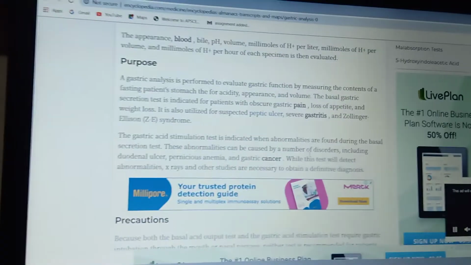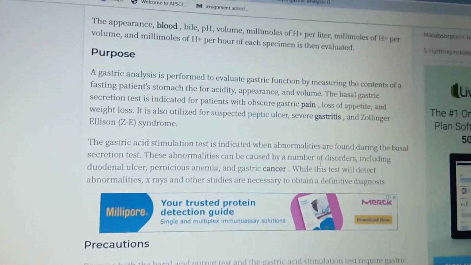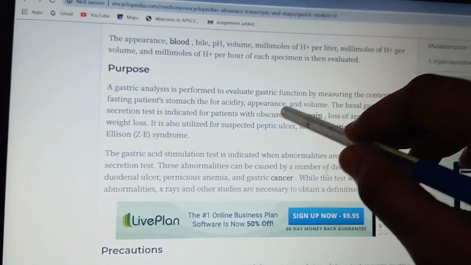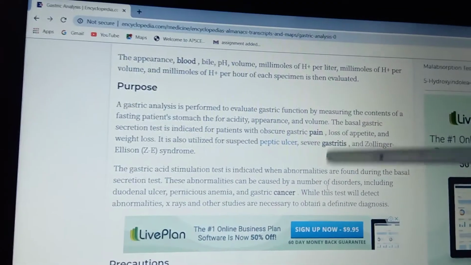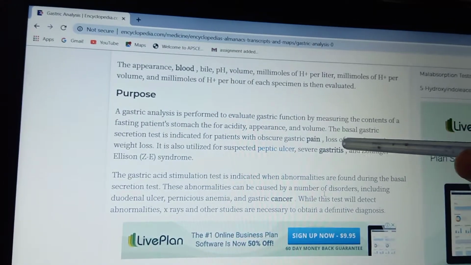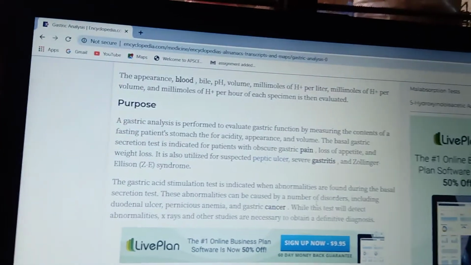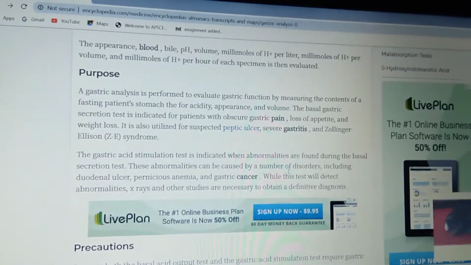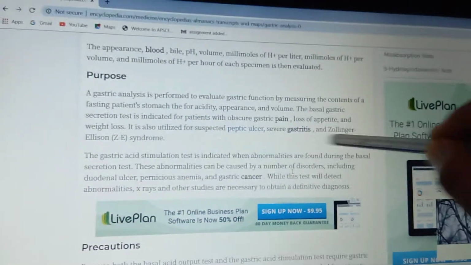What is the purpose of gastric analysis? It is to identify the stomach acidity, how much the level is, what the appearance is, and what the volume of the stomach's gastric secretions is. If the patient has gastric pains, loss of appetite or weight loss, it helps identify the disorder causing this. It is also used to suspect or identify peptic ulcers, gastritis and Zollinger-Ellison syndrome.